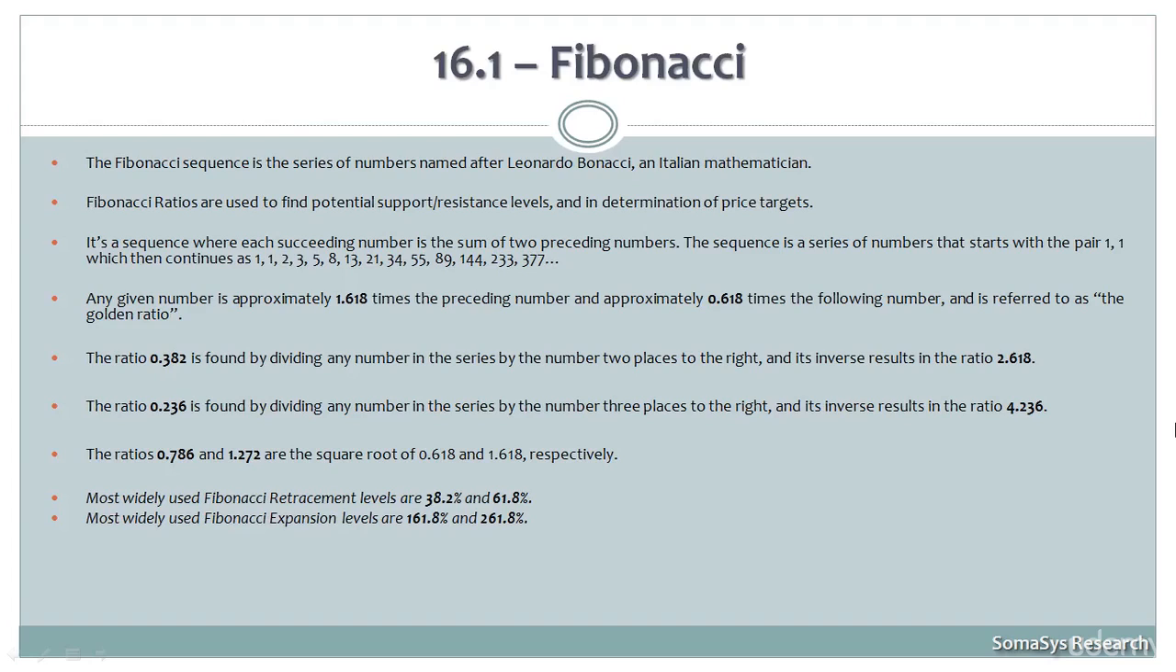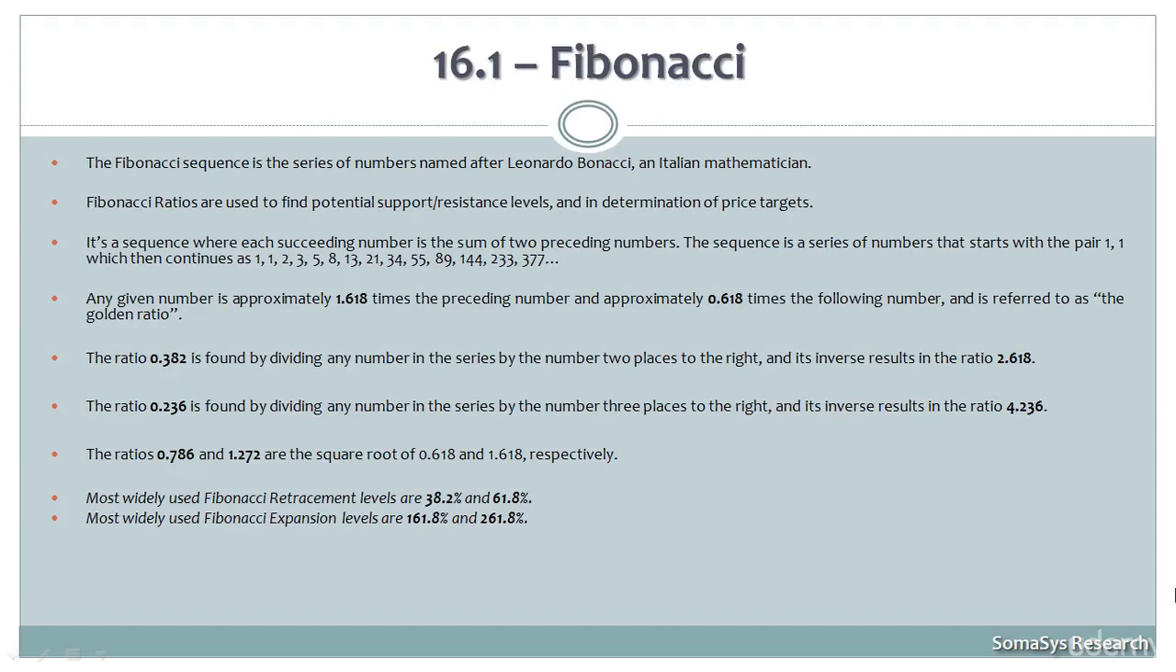As I just mentioned, it's a sequence where each succeeding number is the sum of the two preceding numbers. So adding 1 and 1 we get 2, adding 1 and 2 we get 3, adding 2 and 3 we get 5, and so on. Now barring the first few numbers, any given number is approximately 1.618 times the preceding number, and any given number is approximately 0.618 times the following number.